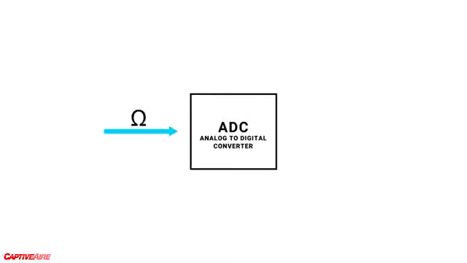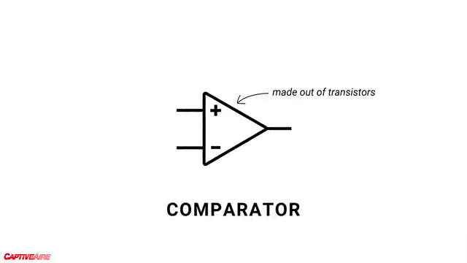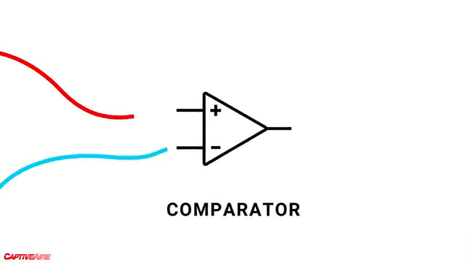So what we need to do is convert the signal using an analog to digital converter, or ADC, into a binary string for the computer to read. There are a few ways to do this, but they all use a component called a comparator. This device compares two input voltages, and if this voltage is higher than this one, it outputs a logic 1. Otherwise, it outputs a 0.